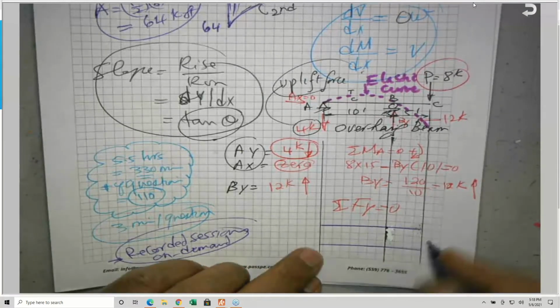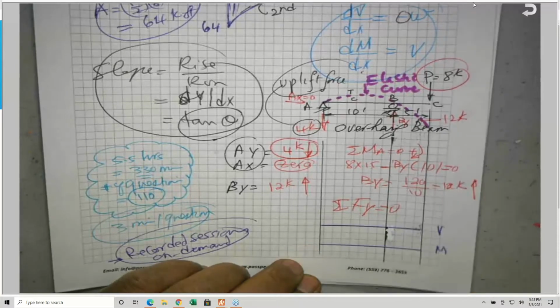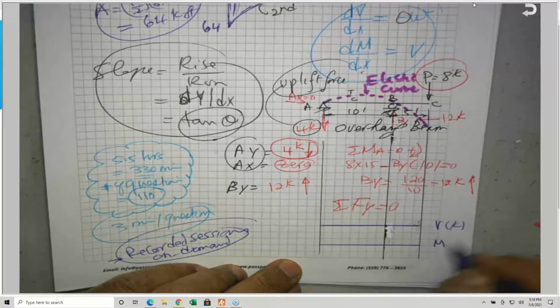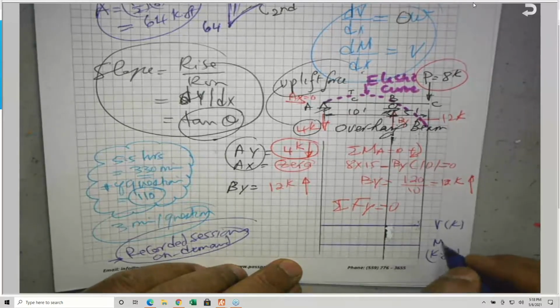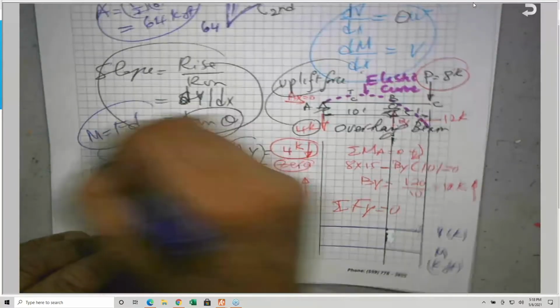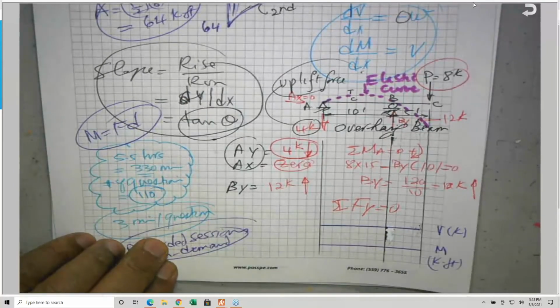Okay, so this is V and this is M. And the V normally keeps. Moment is kept feet, is force times distance. As we know from statics, moment is equal to force times distance. We talked about that. Okay, so it is a force times this.